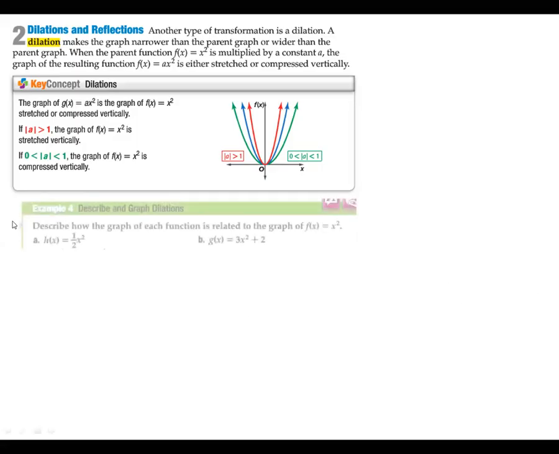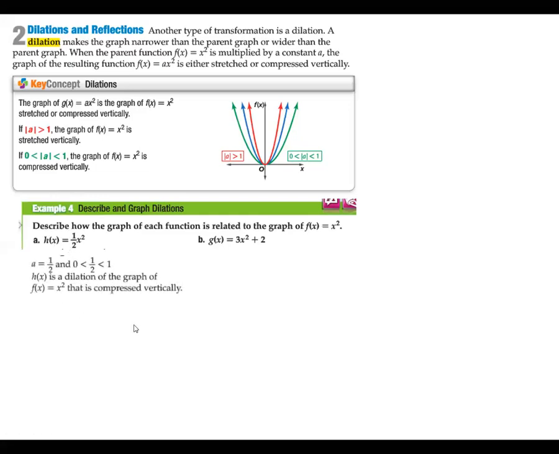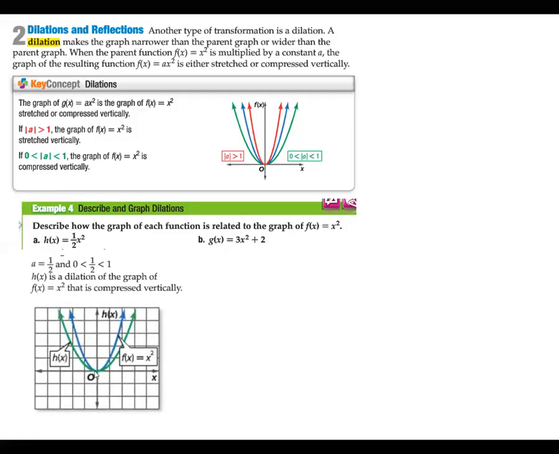So here we go. Describe how the graph of each function is related to the graph of x squared. This first one, you're multiplying by half, which is a fraction between 0 and 1. So it's a dilation that is compressed vertically. So here's the original graph in blue, and it smashes down the graph to make the green graph. So it looks like it actually spreads it out a little bit. Okay, it's kind of what it ends up looking like.